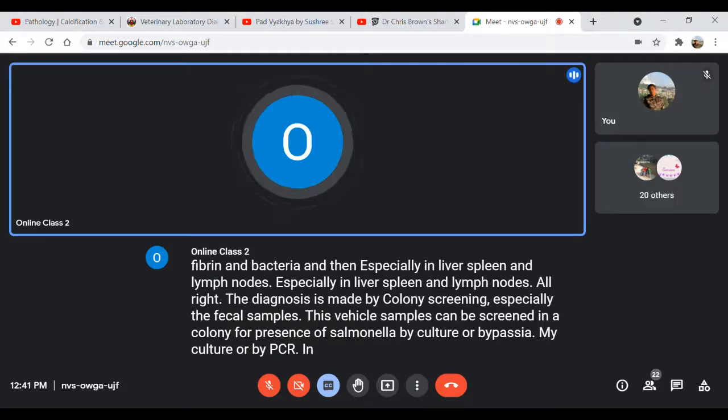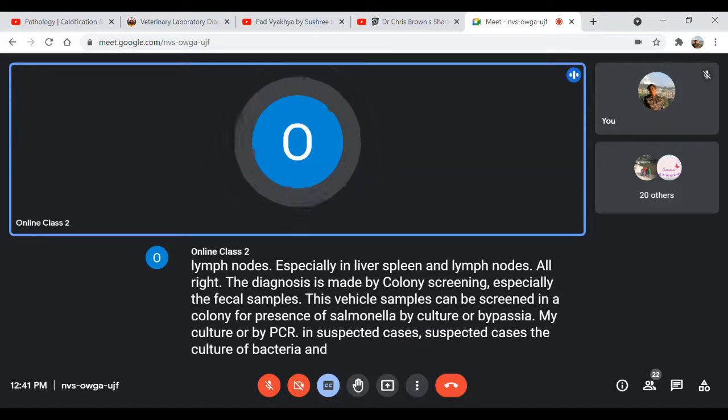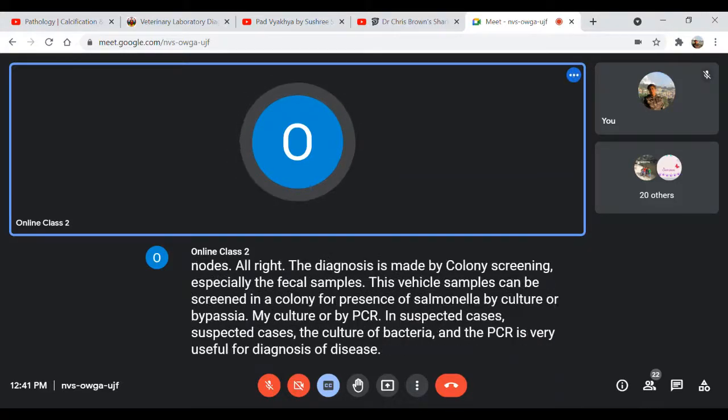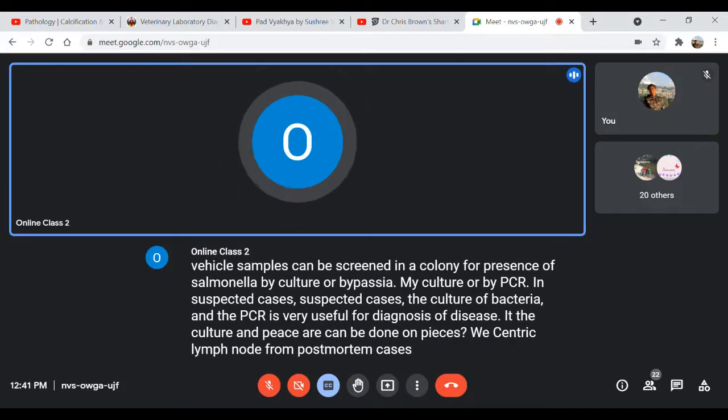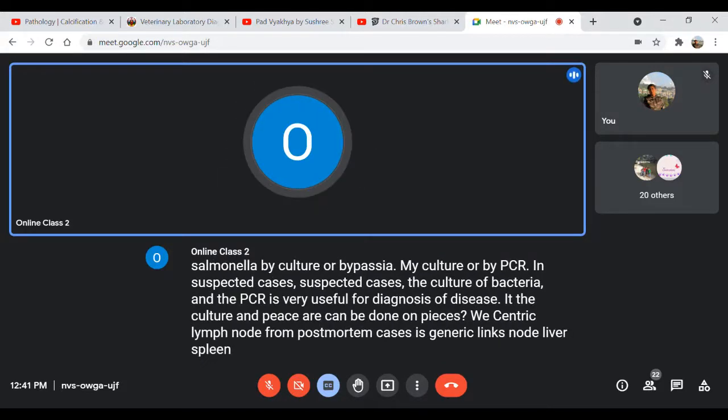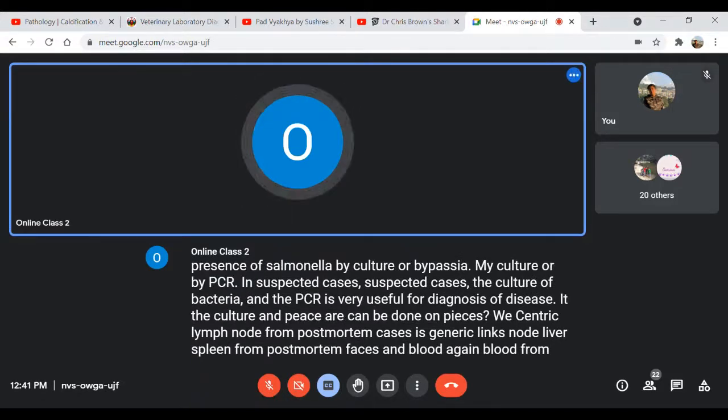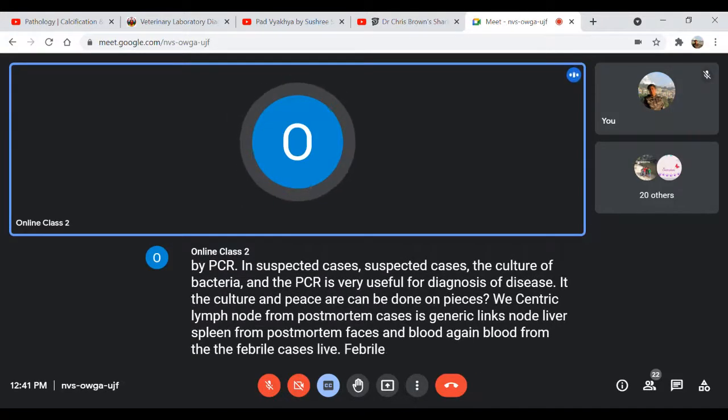In suspected cases, culture of the bacteria and PCR are very useful for diagnosis of disease. Culture and PCR can be done on feces, and from postmortem cases on the mesenteric lymph node, liver and spleen, and on blood from live febrile cases.